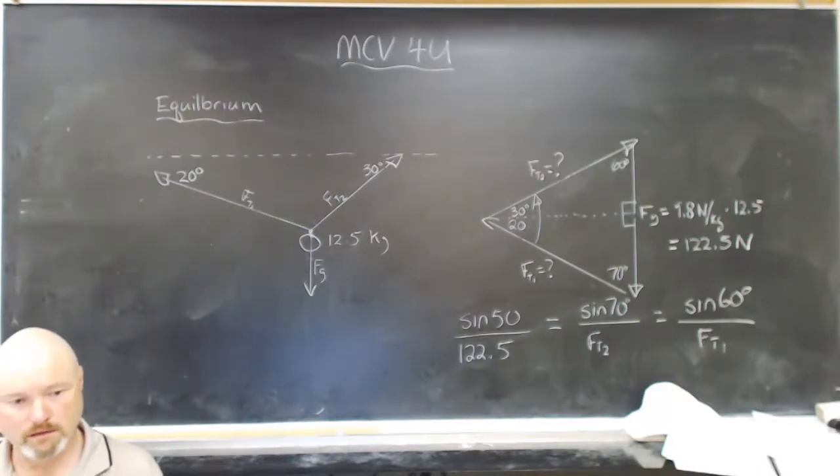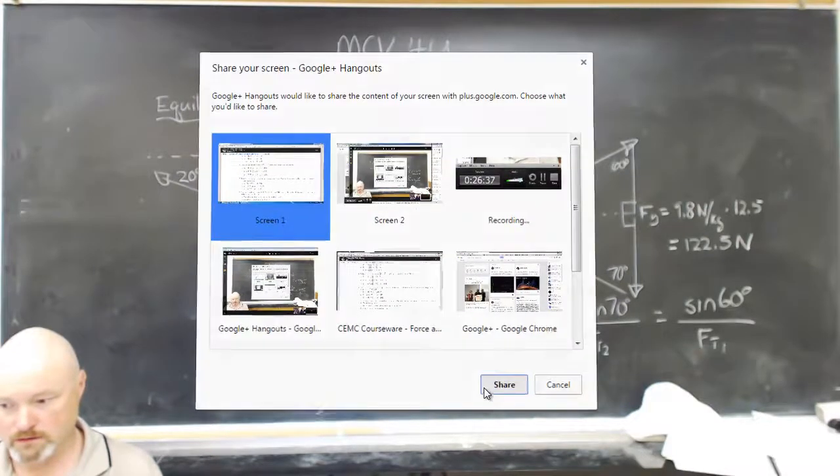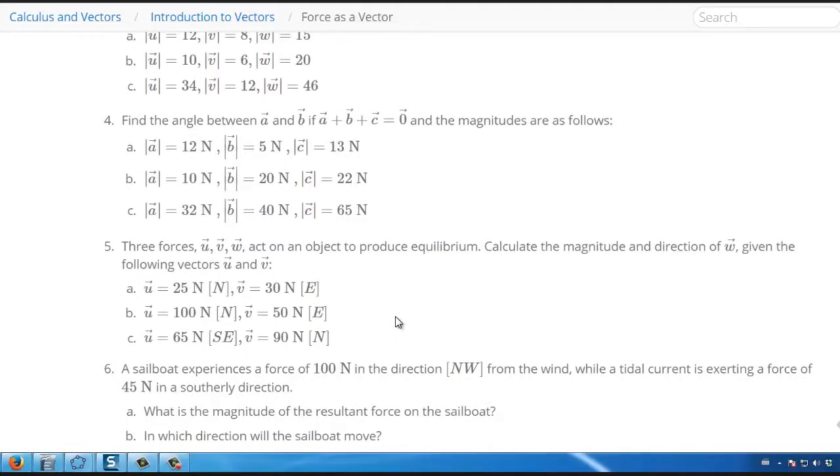Good work. Okay, I'm going to screen share. This is just real quick, we'll take a look at some homework. I'm sharing my screen with you. Find the angle between A and B, if vector A plus vector B plus vector C equals 0. So basically, when we add A, B, and C together, what should we wind up making? This is your homework for this section. A triangle? It's going to make a triangle, that's right.